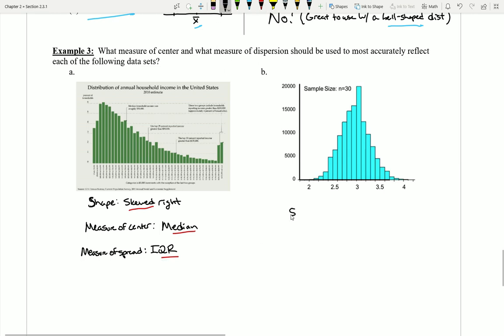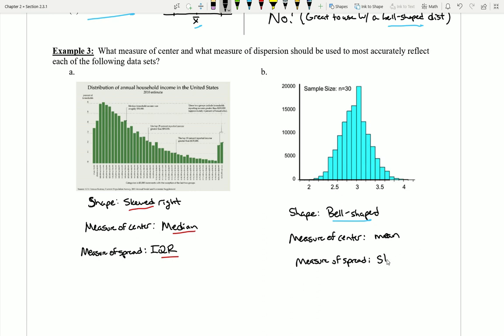Similarly over here, when I talk about the shape of this distribution, I can see this is pretty bell-shaped. Once I establish that I have a bell-shaped distribution, I automatically know what measure of spread and what measure of center I want to use. The measure of center here should definitely be the mean, because whenever I have bell-shaped, I choose the mean. And when I talk about a measure of spread, I know that I should automatically choose my standard deviation, or what I'll often abbreviate as STD-dev. You're free to use that shorthand in your work as well.